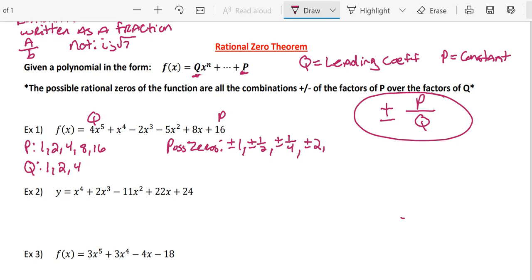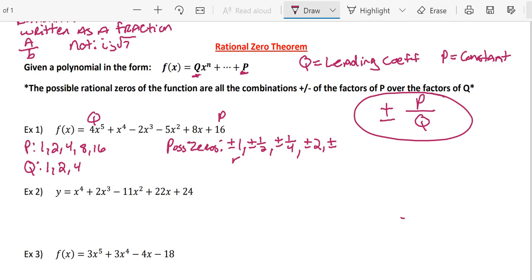Then I have plus or minus 2 over 2. 2 over 2 is the same as 1, which I already have over here. So I don't need to worry about that one. I'm going to erase it. Again, I don't need to write possible zeros 1, 1, 1. I don't need to write 1 10 times. So I only need each one once.